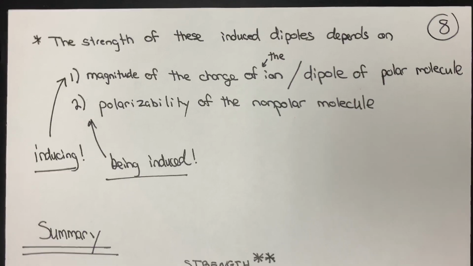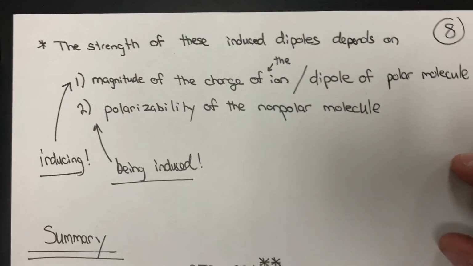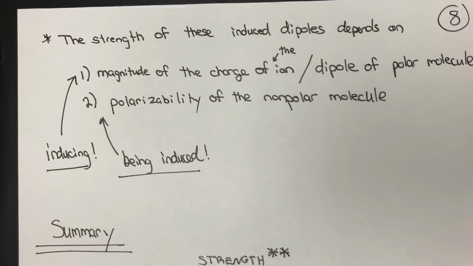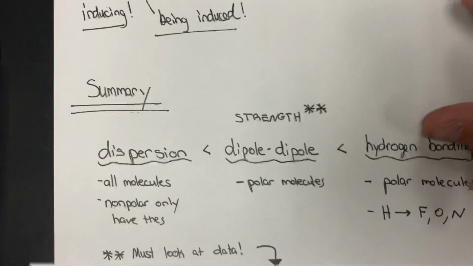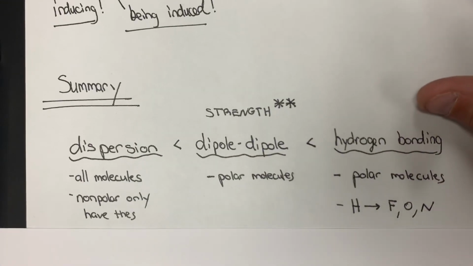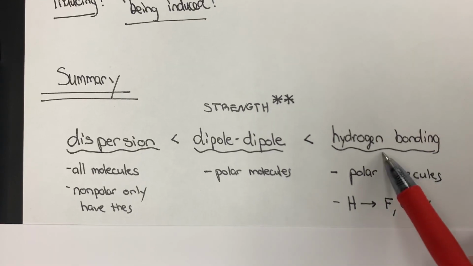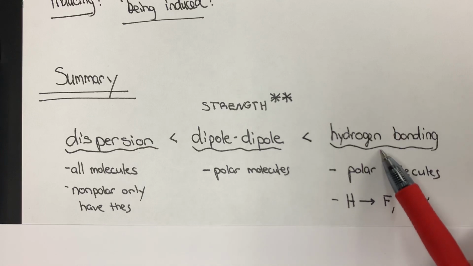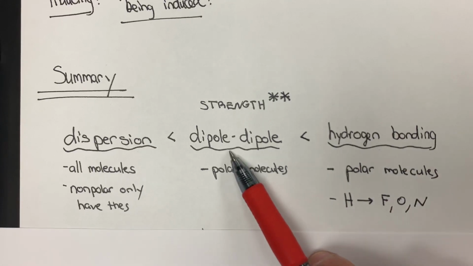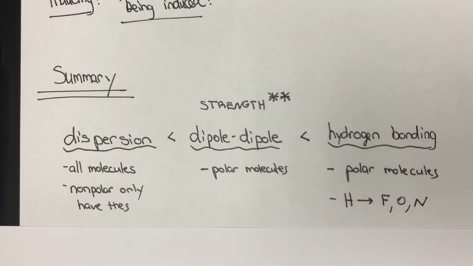Whew, it's been a lot so far. Just a quick summary, and this will look really familiar from last year. So bottom line, we kind of have these, maybe 2, maybe 3 overarching categories. As far as relative strength goes, hydrogen bonding is going to be traditionally stronger than dipole-dipole, and that will traditionally be stronger than dispersion forces.